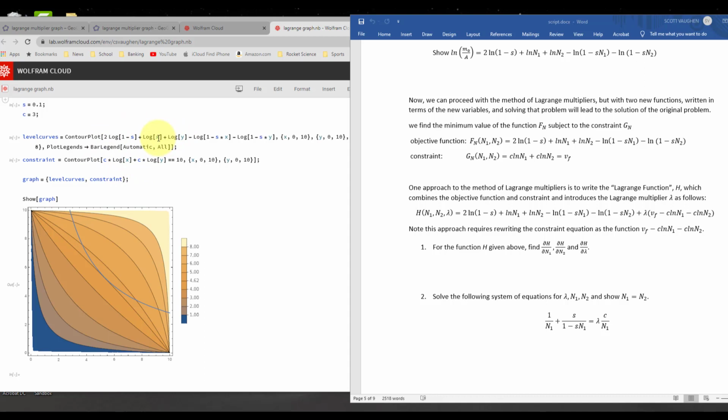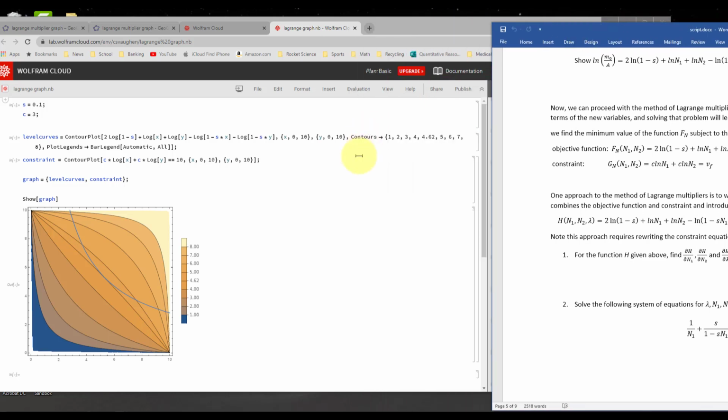But once again, looking through my objective function, I have 2 times log 1 minus s, the log of x, or n1, and the log of y, or n2. And again, it's the natural log. And then natural log of 1 minus s times the n1, and minus the natural log of 1 minus s times the n2 value. And I've just plotted it in a window 0 to 10, 0 to 10. So just positive x and y, or n1 and n2 values. And I just went through and had it plot some contour lines, which are these lines.